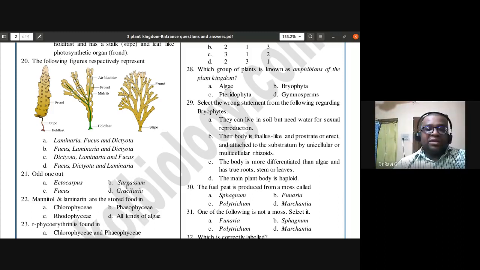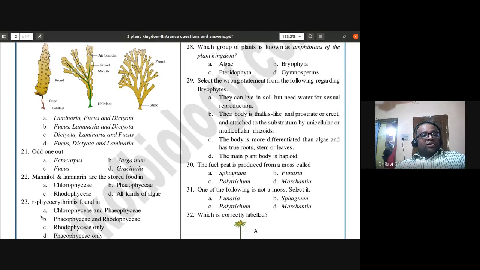Okay. Mannitol and laminarin are the stored food in which type of algae? Is it Chlorophyceae, Phaeophyceae, Rhodophyceae, or all kinds of algae? It is Phaeophyceae that is the answer. The C one would be Floridian starch. So B, Phaeophyceae, the brown algae, has mannitol and laminarin as the stored food.